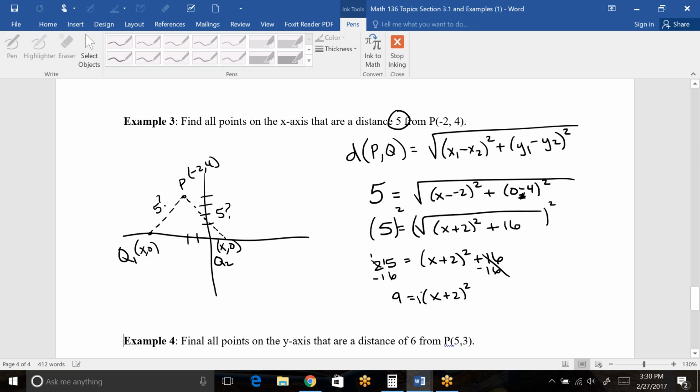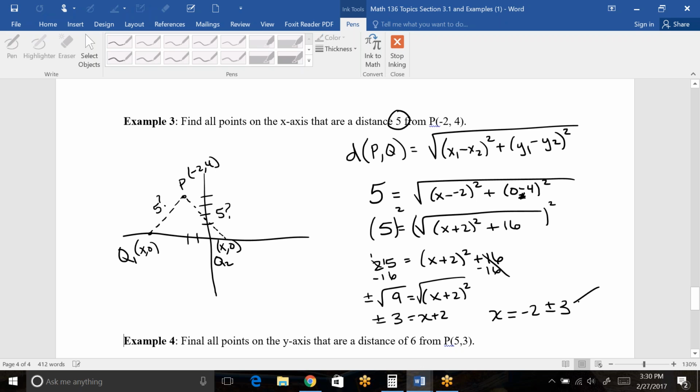We need to take a square root of both sides. When you do that, though, remember you have to throw on the plus or minus, which is how we're going to get 2 different ordered pairs. So plus or minus 3 equals x plus 2. I would subtract that 2 over. So I get -2 plus or minus 3.